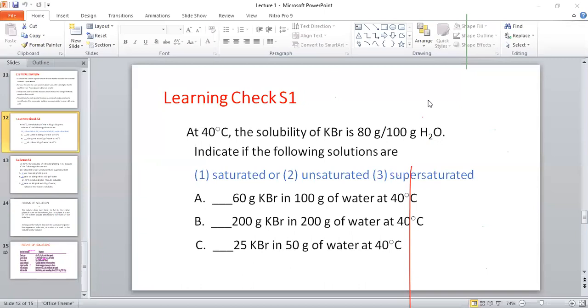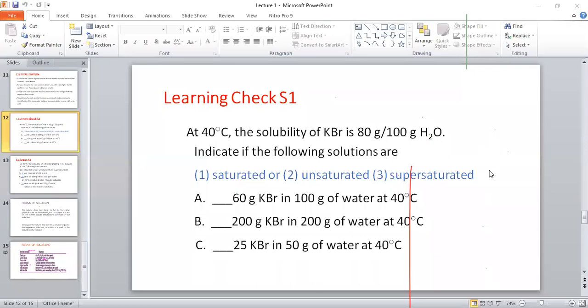B, the second one, is supersaturated. Why? It's supersaturated because there are 200 grams of solute. Meanwhile, we're given 80 grams. So it will not contain up to that amount. You're partially right. You're not completely right.